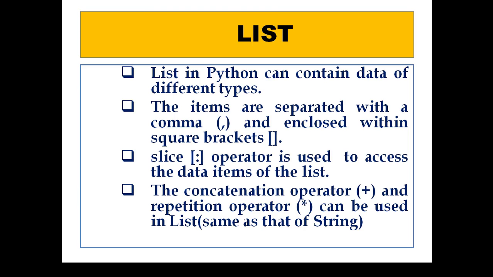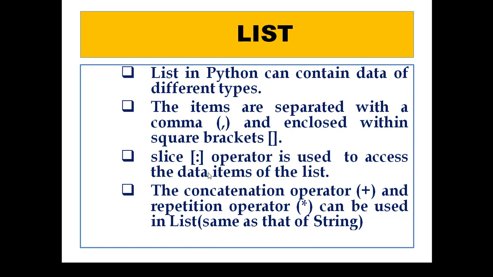Well, let's start. So list in Python can contain data of different types. Means list is a data type which itself can contain other different data types, and those different data items will be separated by comma and enclosed within square brackets. Do remember this. In case of list, square brackets are used to enclose the data items. Then we can use the slice operator to access the data items of this list.